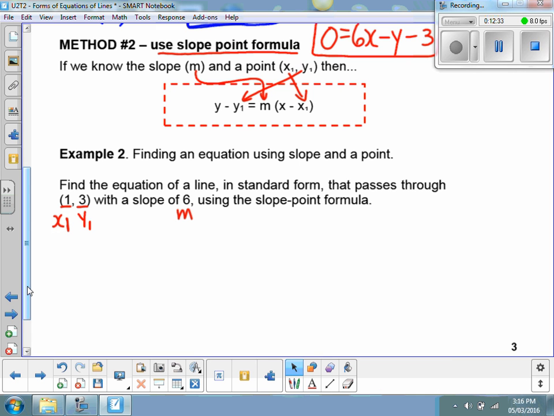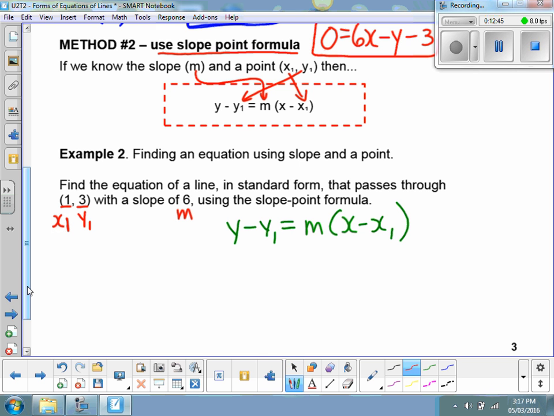So I'm going to start by writing down that formula. So y minus y1 equals m times x minus x1. And now I'll plug in those three values into their proper spots. So it's going to be y minus, and there's my y1, which is 3, equals, the slope is 6, so that's going to go in front of the bracket. And then it's going to be x minus, and x1 is 1, so it'll look like that.